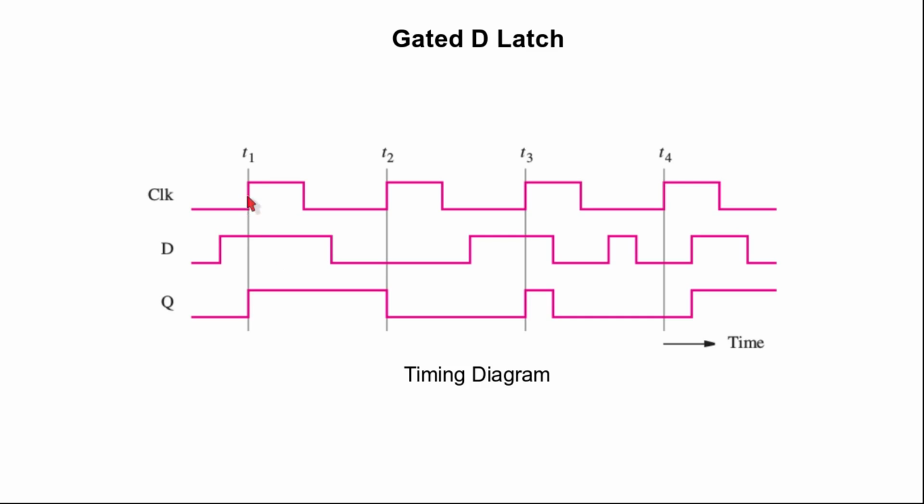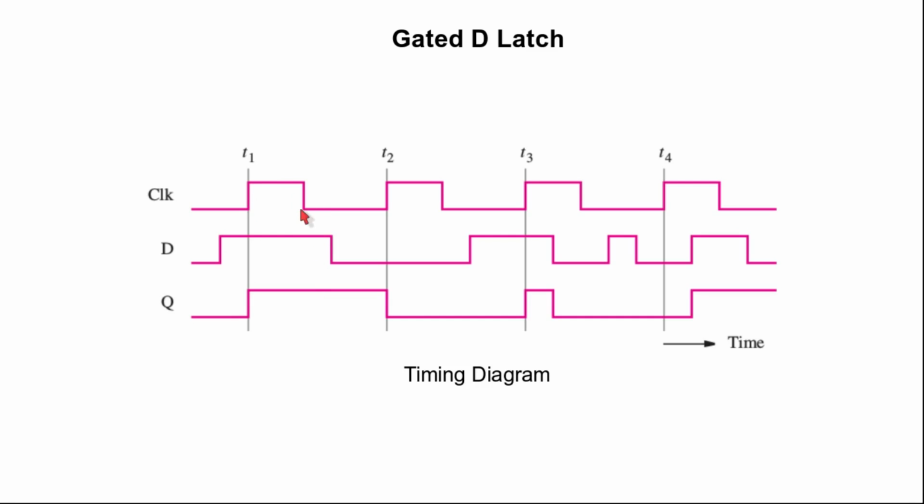So before time t1, your clock was 0 and D was 1, and we assume that Q was 0. So we are assuming that at the starting Q is equal to 0. Now at time t1, clock changes to 1. So when clock changes to 1, your Q output will be exactly the same as the D input. So since D input is 1, Q will become equal to 1. It was 0, so it will change to 1 because D input is 1. And for the whole duration D input is 1, so Q will also remain 1.